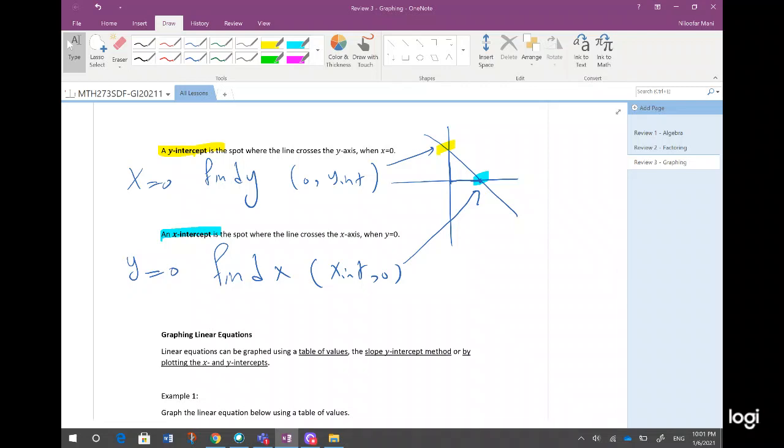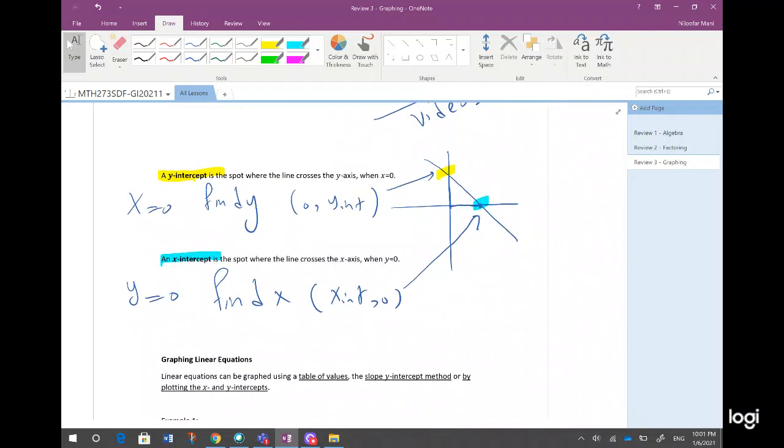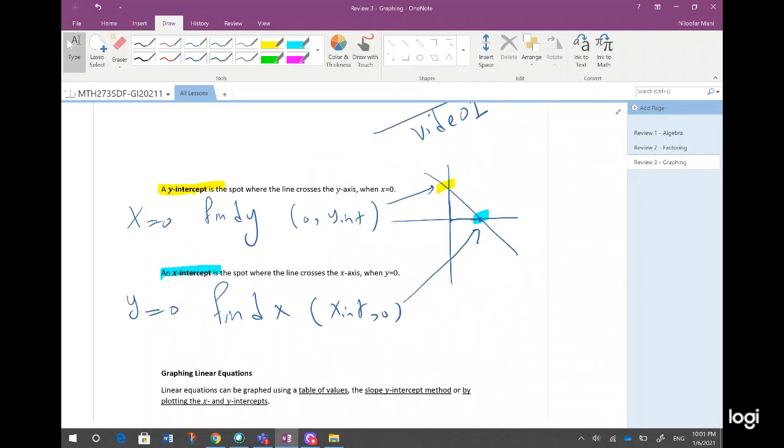Hi again, I continue on the lesson review number 3 and video number 2. So we finished here and now I start with y-intercept.